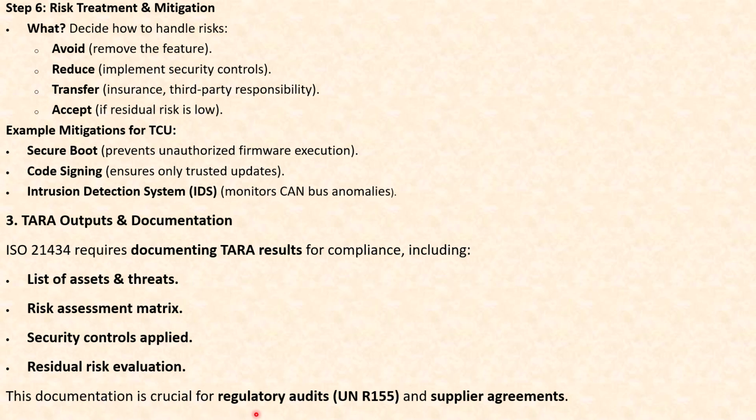This documentation is crucial for regulatory audits such as UNR 155 and supplier agreements, and in these supplier agreements ASPICE comes into the picture. So this documentation is of extreme importance when it comes to ASPICE and auditing.